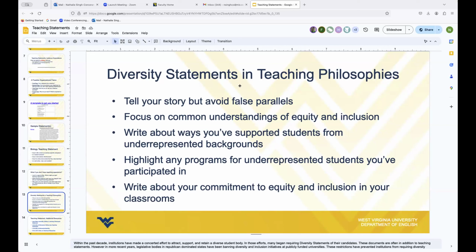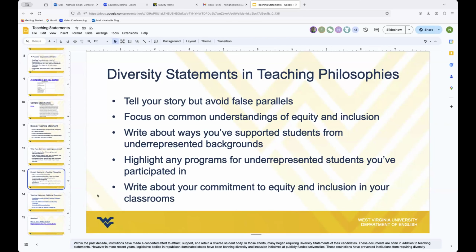Because a lot of institutions were requiring them, but now they are no longer. And you might also be cued, however, in the job ad. Some of them ask you to talk a little bit about your experiences teaching minoritized students, particularly if the school that you're applying to has a high BIPOC or minoritized population. Does anybody have any questions?